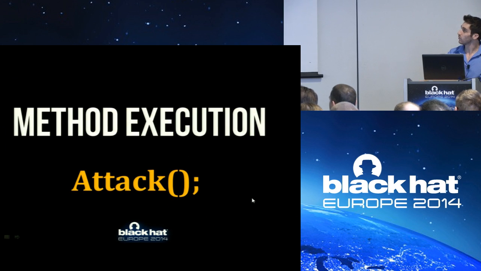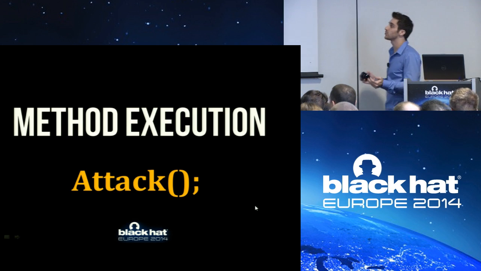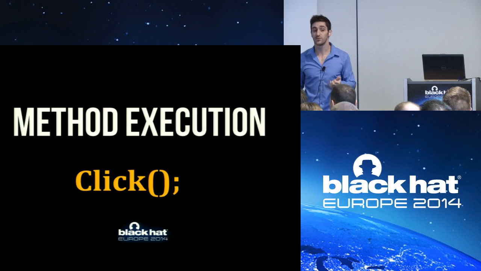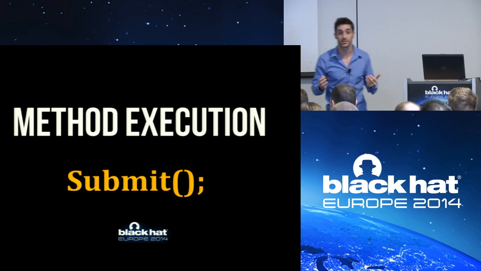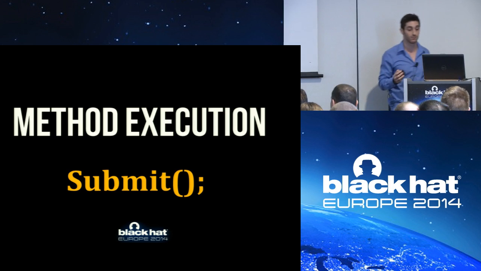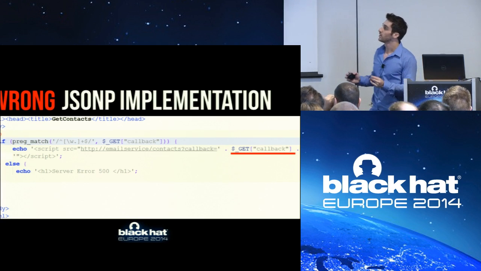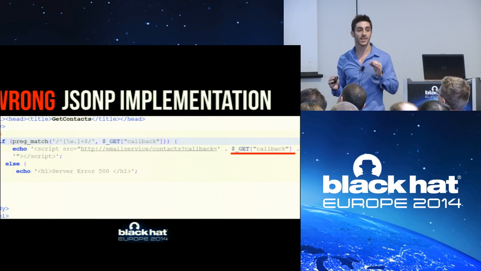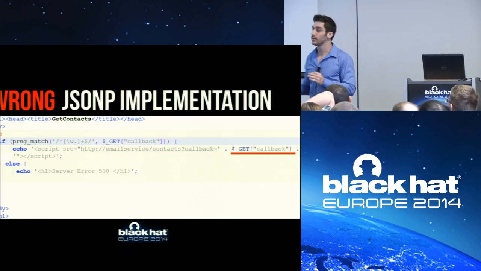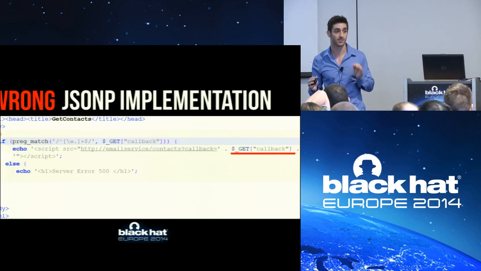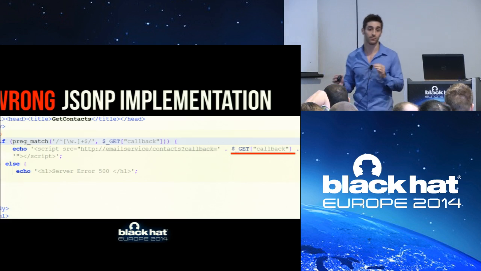And when I'm saying attack, it can be changed to whatever we want as attackers. We can do clicks, we can submit forms, for example, or we can do any operation on the user's behalf. So this is why we have a wrong JSON-P implementation. They let you control what's getting inside the script tag. And I don't know if you see this if condition, but they only allow alphanumeric characters and a dot. But that's enough for the attack to work.